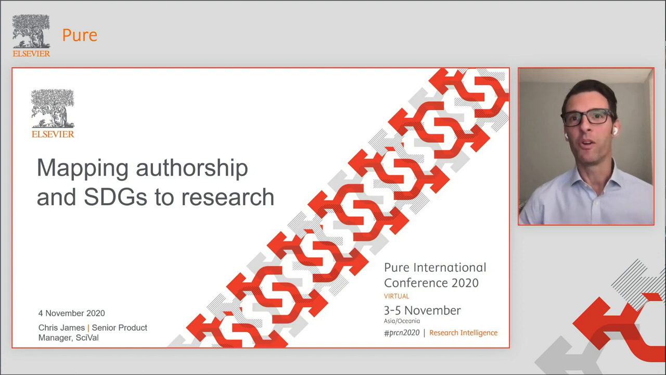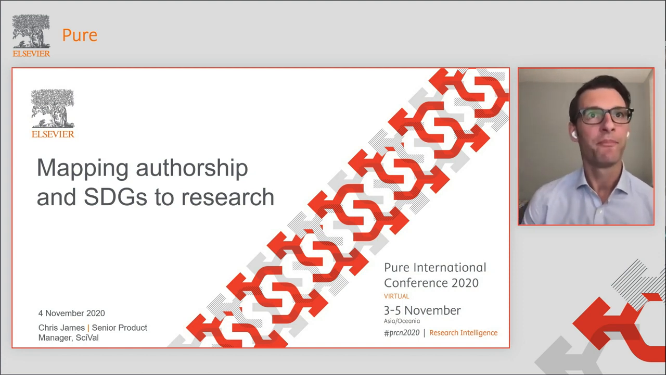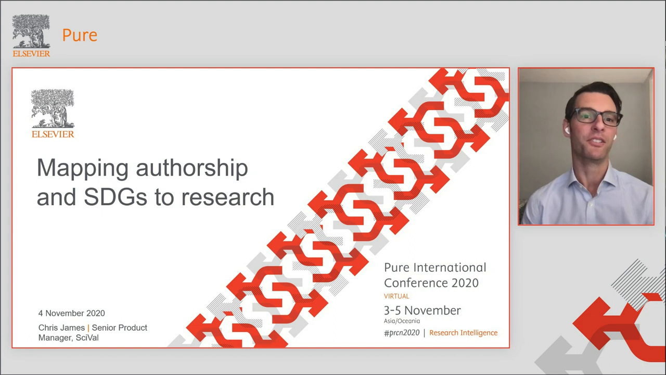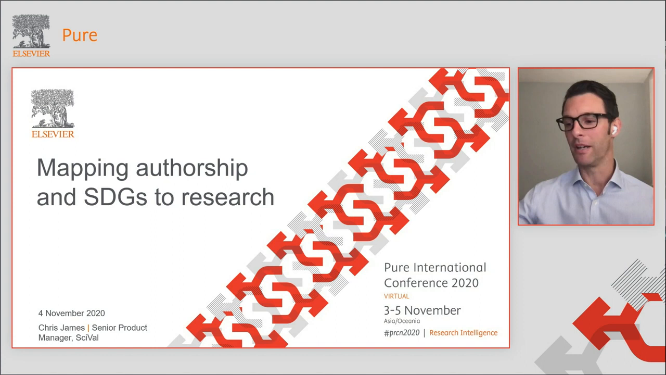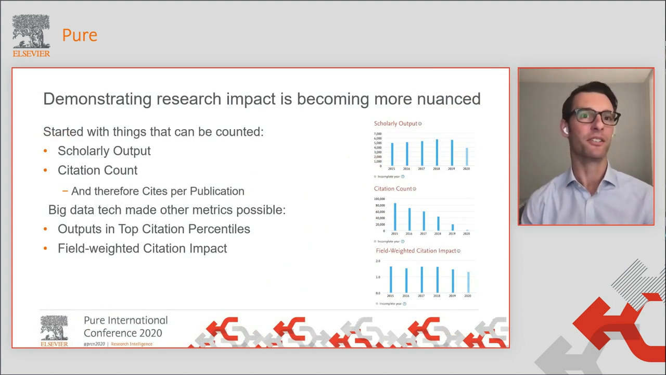As said, I am one of the product managers that work on SciVal, based here in Amsterdam. And what I'd like to talk about today is briefly a couple of new features which are out on SciVal. One of them is to do with mapping authorship, and the other one is to do with looking at the SDGs. And I know that Christian, after me, will go into a bit more detail about this on the Pure side. So you'll see it from two sides, on Pure and on SciVal.